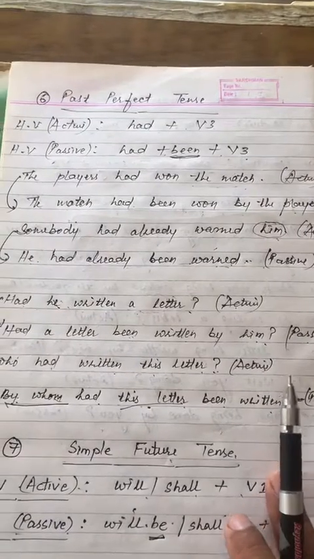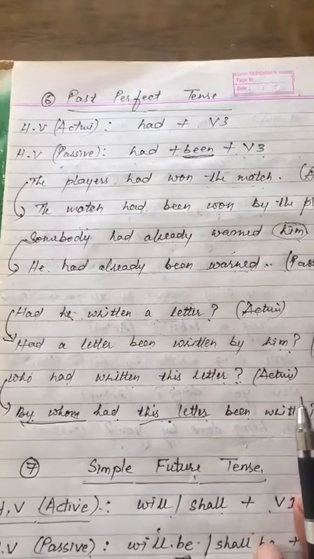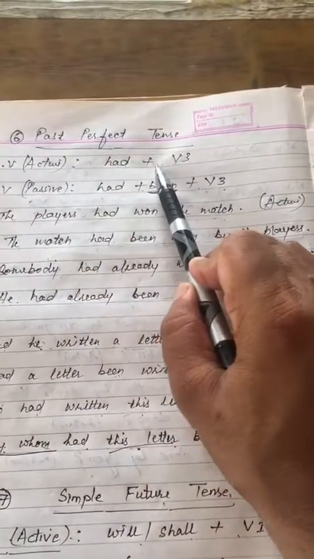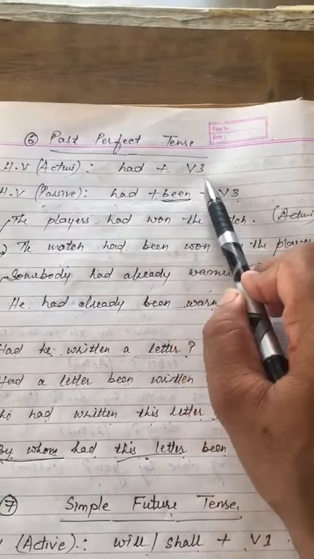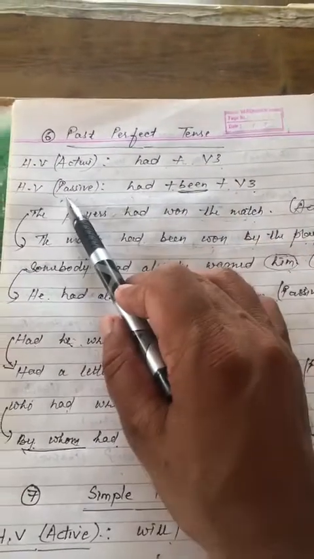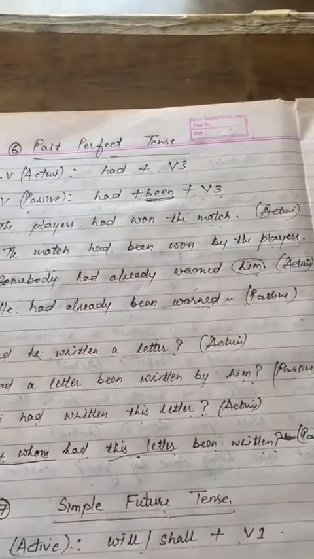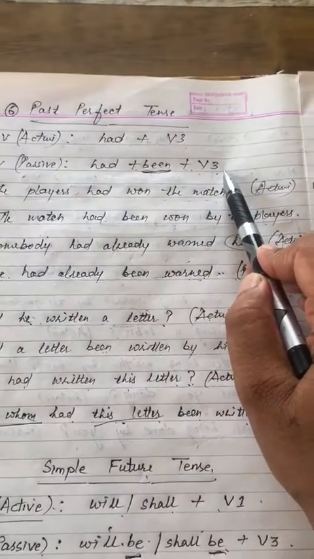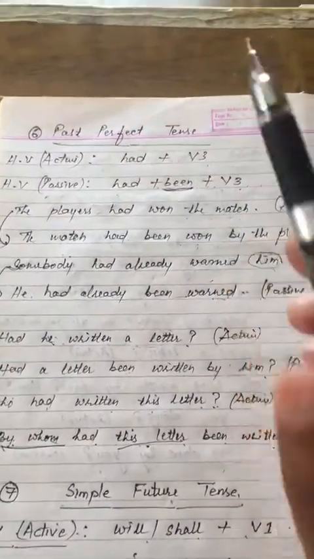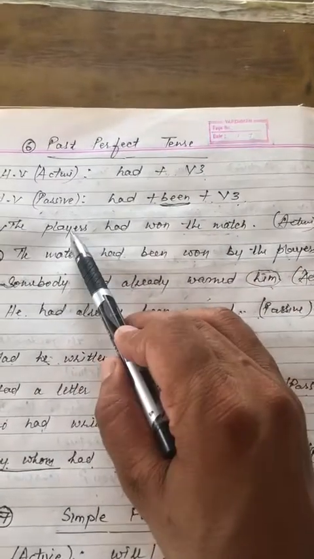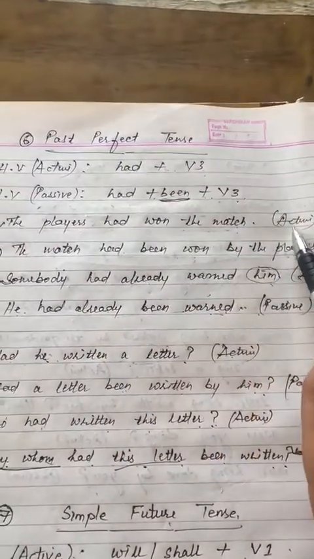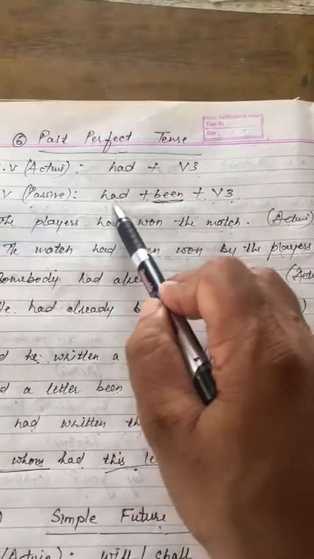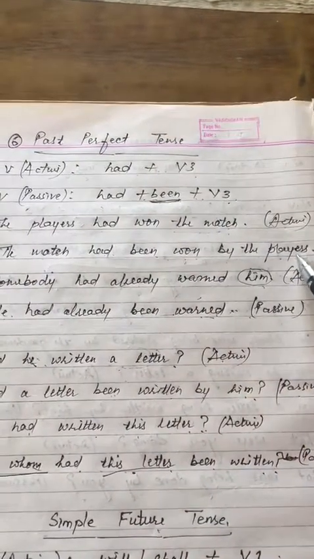Your next tense is past perfect tense, and the rules are in the active voice, helping verb we already know, had and V3. Okay, third form of the verb. Now the helping verbs in the passive voice. Note it, had plus been plus V3, past participle form of the verb. Okay, now some examples. The players had won the match. Active voice. Now the passive voice, the match had been, according to the rule, won by the players.